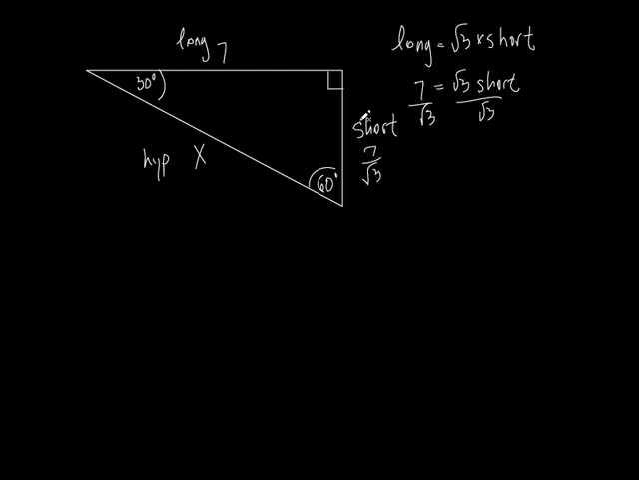What are we trying to find? We're not just trying to find the short side. The question says find x. So what's the relationship between the short side and the hypotenuse? The hypotenuse is twice as big as the short side, right? So if I want to find the hypotenuse, what do I do to the short side?